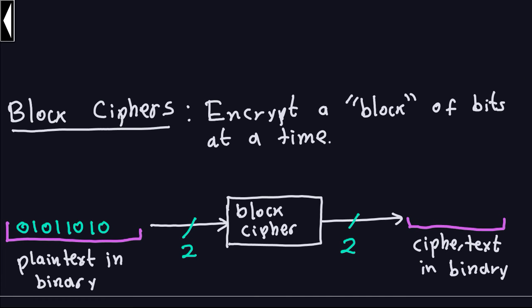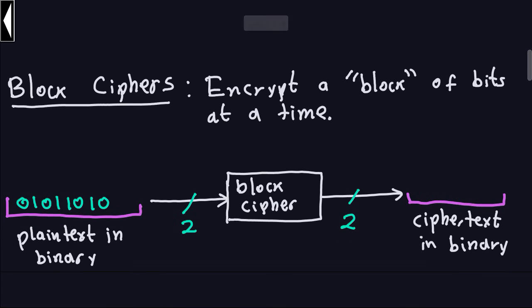So you take plain text in binary again, and the first thing you do before you feed it into the block cipher is you divide this into blocks of bits. So this notation here means that this particular block cipher is going to have a block of 2. So it's going to transform 2 bits at a time. That's why it's called a block cipher. It takes blocks of bits and transforms it. So it takes a plain text in blocks of 2 bits in this particular case, and then it comes out here as a block of 2 bits and it goes right there.